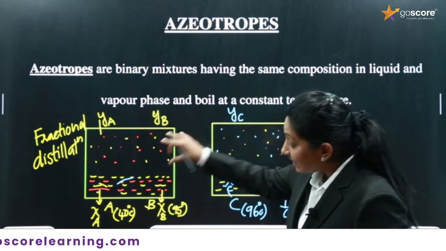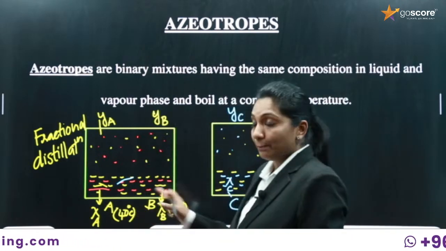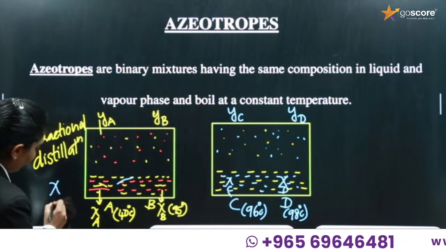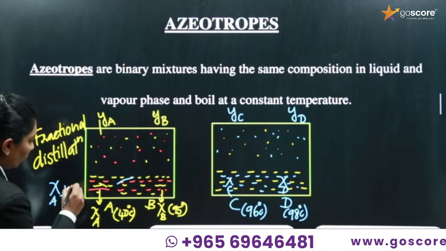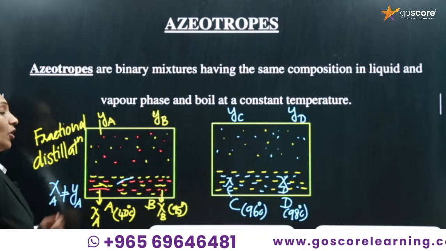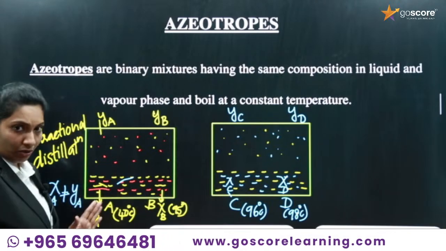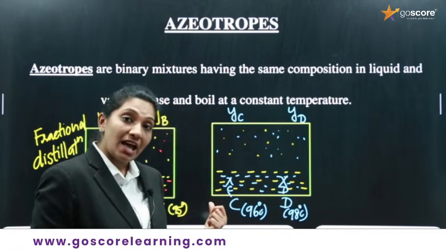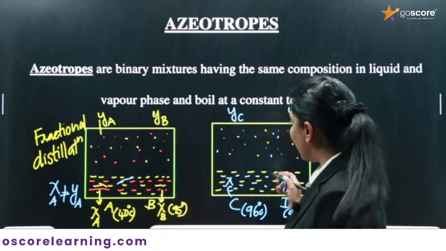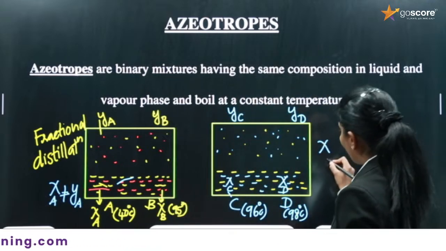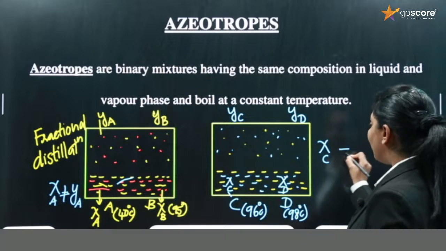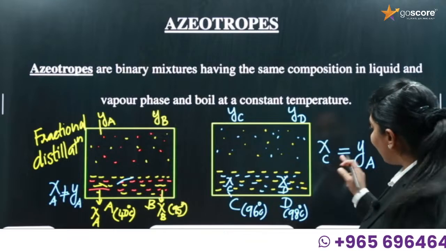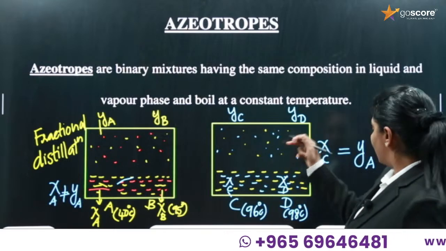So, when the components have a huge difference in boiling point, their mole fraction in the liquid phase, chi A, is not equal to the mole fraction in the vapor phase. Same for chi B: chi B is not equal to YB. But if the two components have almost the same boiling point value, their mole fraction in the liquid phase will be equal to that in the vapor phase. See, chi C will be equal to YC.